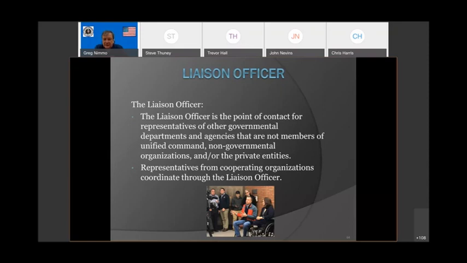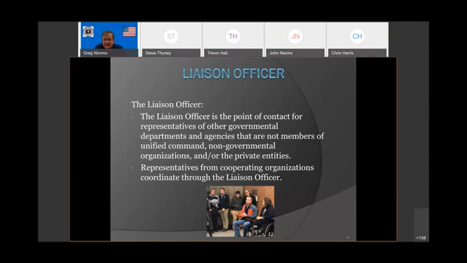When are they going to get there? What's the transportation like? How long do they get to stay? What do they want to do when they're there? Can we have some kind of press conference when they're there? So the liaison officer works with a lot of those folks, and could also work with the Red Cross and some of the other cooperating agencies at the scene.